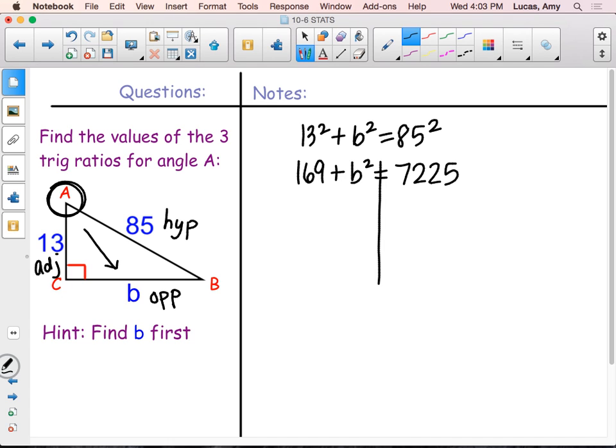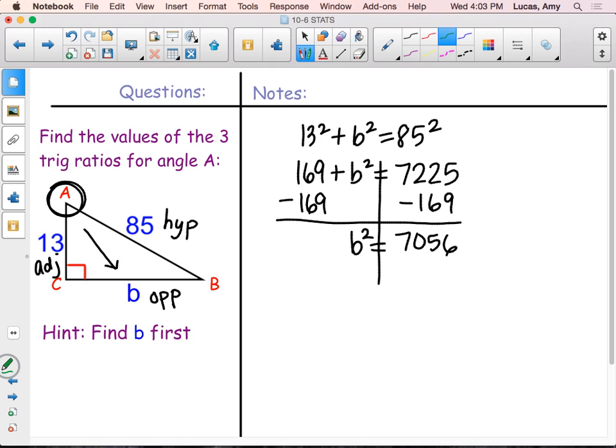13 squared is 169, and 85 squared is 7,225. If I subtract 169, I'm left with 7,056. And then I need to take the square root on each side. So the square root of 7,056 is 84. So my opposite side is 84. And now I can write my ratios.